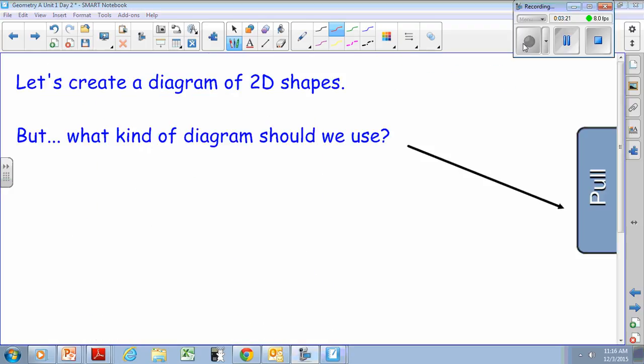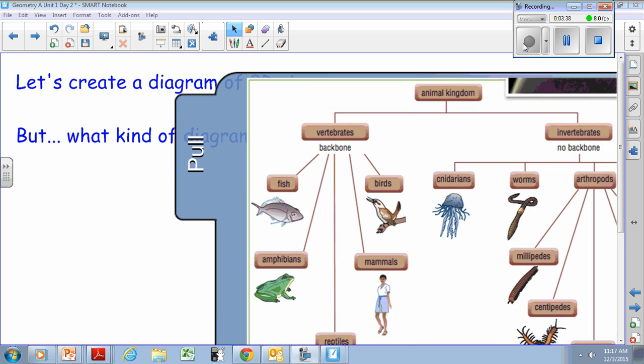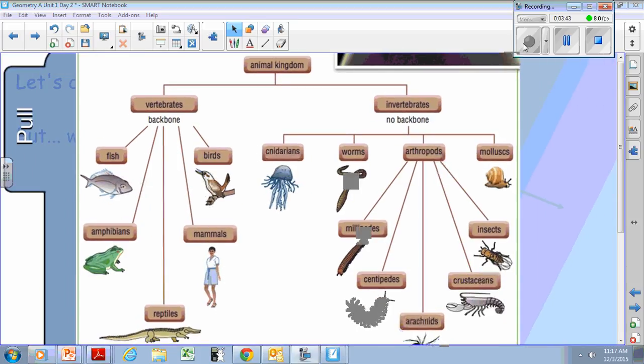Page 4. Let's create a diagram of 2D shapes. But what kind of diagram should we use? This thing here is like about animals, so I don't get the point, other than maybe to classify the 2D shapes. We would mark the general name of these particular shapes that have 4 sides, and then the different types of shapes that have 4 sides would fall under that.